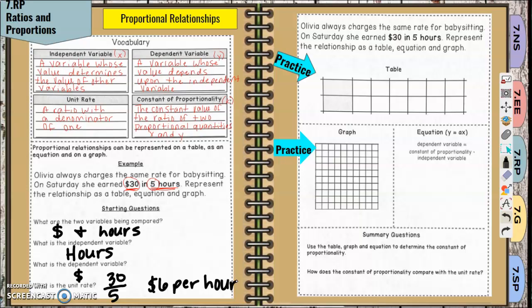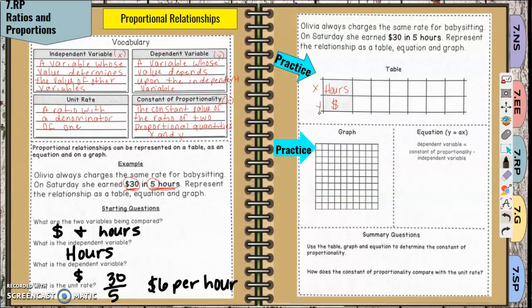Olivia always charges the same rate for babysitting. On Saturday, she earned $30 in 5 hours. Represent the relationship as a table, equation, and graph. So all we've done so far is identify the unit rate. Now we're going to talk about, is this proportional? On top, I'm going to put hours. And on bottom, I'm going to put money. So I've got X and I have Y.